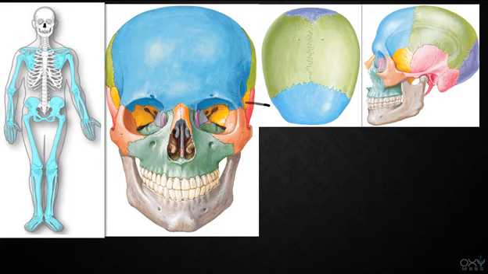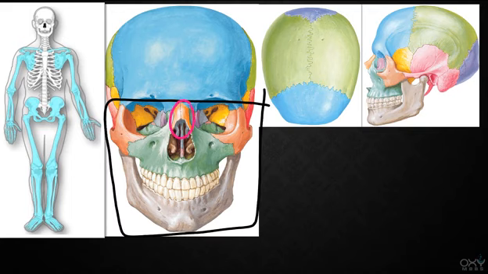And this face includes which bones? These are 2 nasal bones which are present in the nose. These are 2 maxillary bones. These are 2 zygomatic bones. And this single bone is called what? Yes friends, mandible.